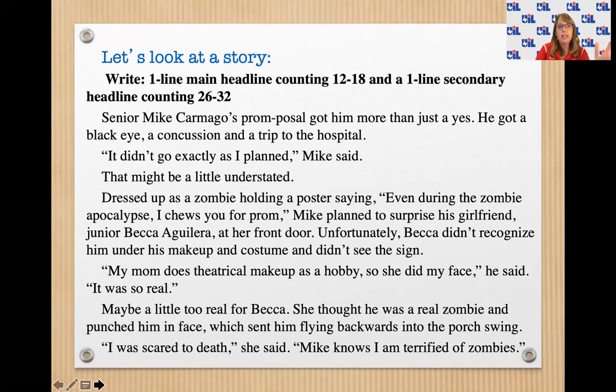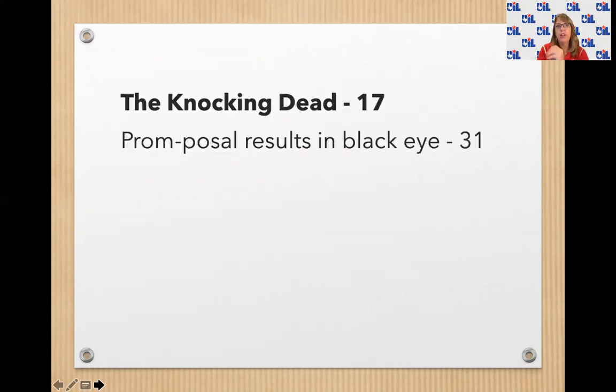Okay, this is what we came up with. The Knocking Dead. Prom proposal results in black eye. Okay, having some fun with it, like instead of The Walking Dead, The Knocking Dead, because he knocked on her door. Ha ha ha. Oh, my own sound effects. I don't even need these sound effects. I can do all my own.